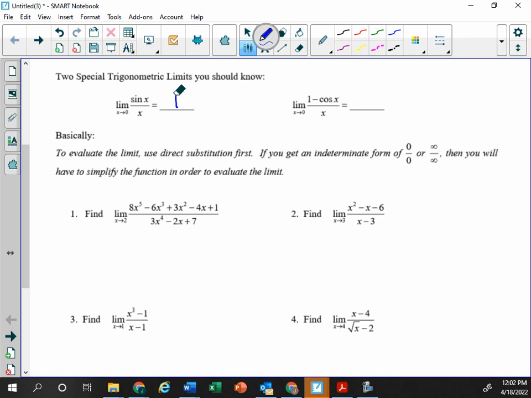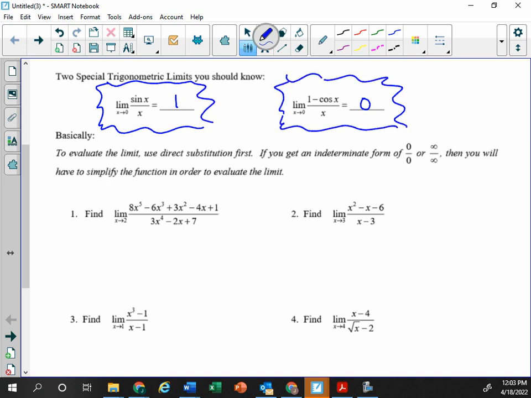The second one there, the limit as x approaches 0 of 1 minus cosine of x over x. Again, plugging in 0 wouldn't work. This limit does equal 0. So those are 2 that you just need to know, okay? They come into play sometimes when we're simplifying other trig limits, so just be familiar with those.